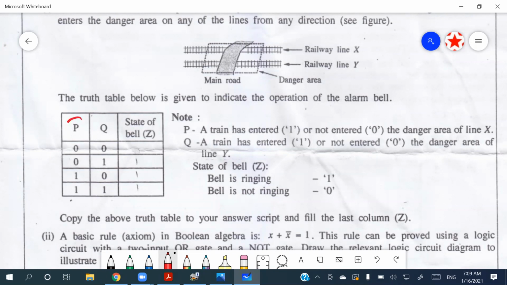So this particular variable indicates whether the train has entered or not. Entered is indicated by 1, not entered by 0. So if you consider the first column, the first two rows are not entering, and the next two rows are entering the train into the X line.